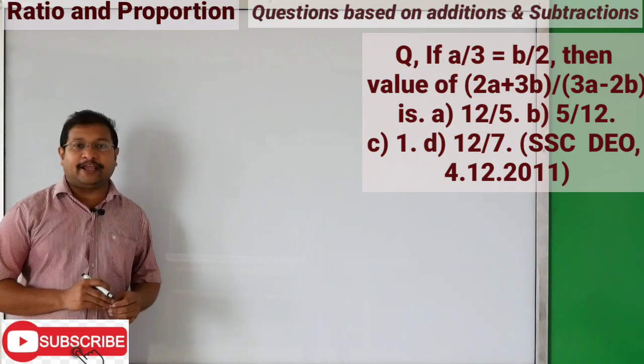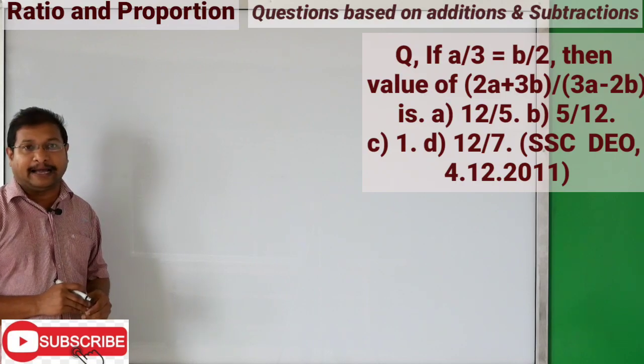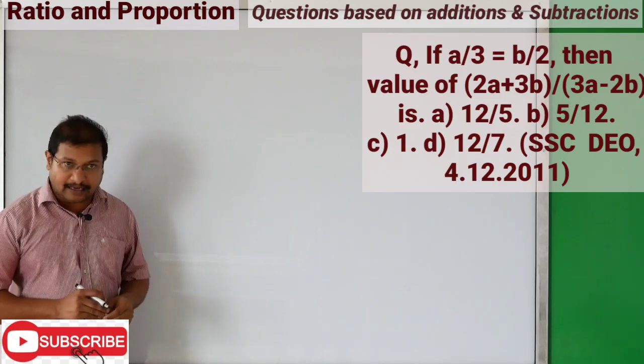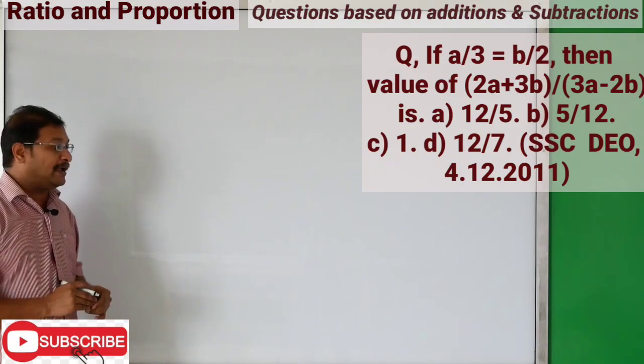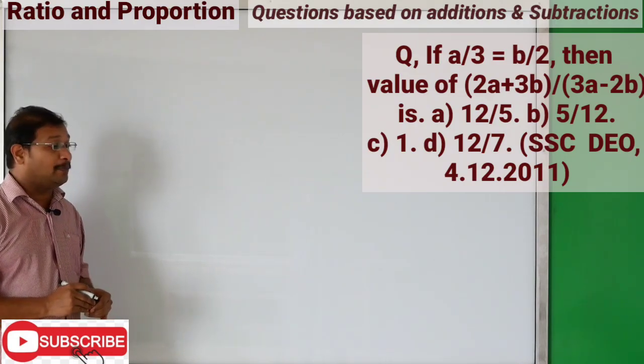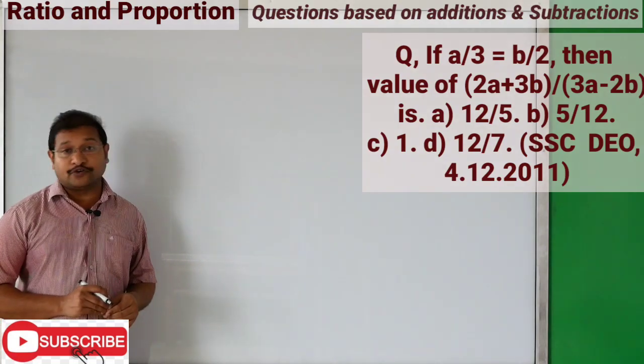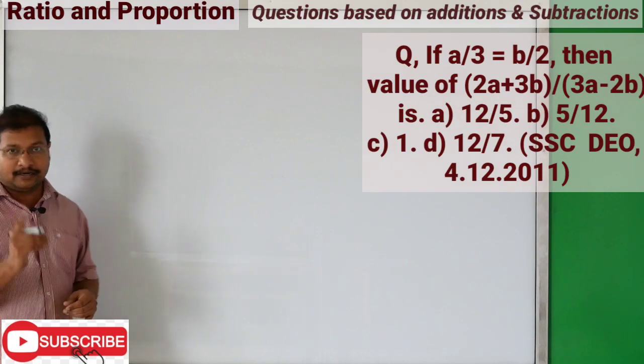If A by 3 equals B by 2, then the value of 2A plus 3B divided by 3A minus 2B is option A 12 by 5, B 5 by 12, C 1, D 12 by 7. Of course, it came in SSC DEO 4/12/2011 question paper. Ready? Let's start the work.